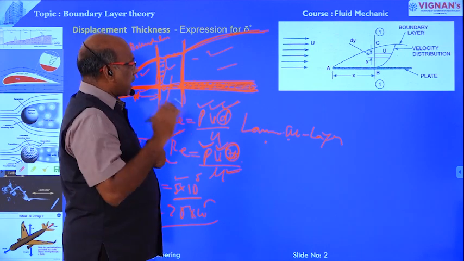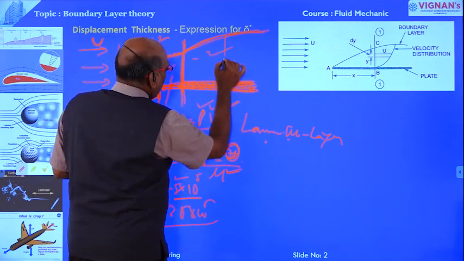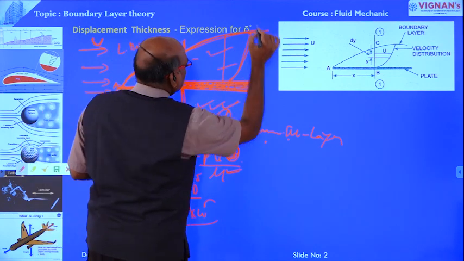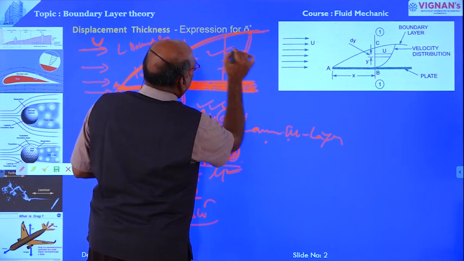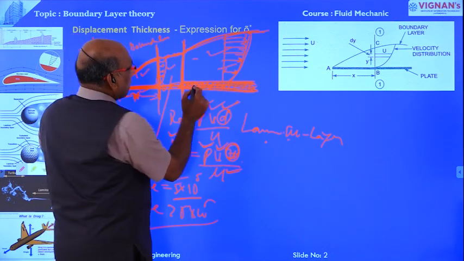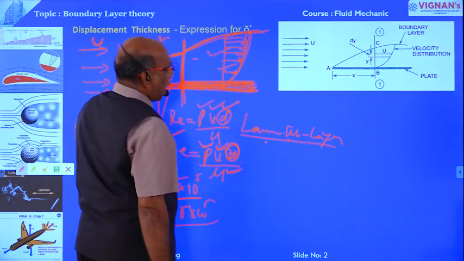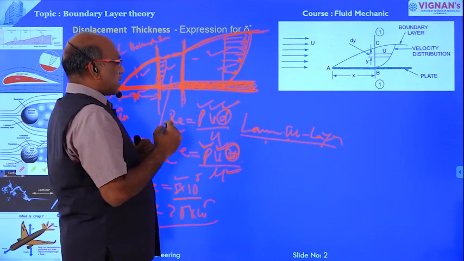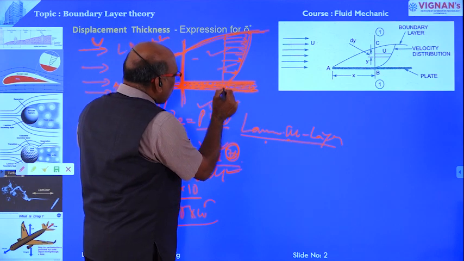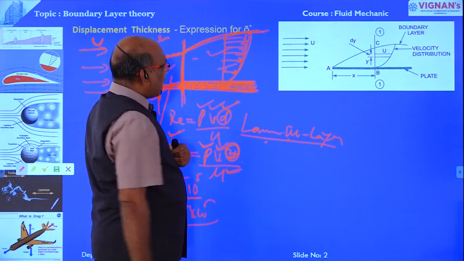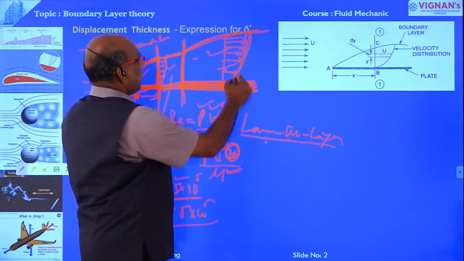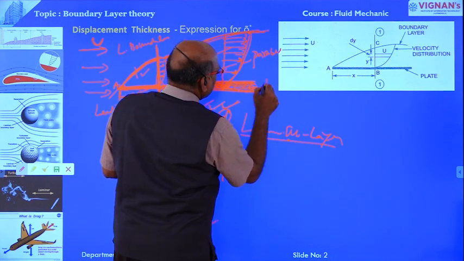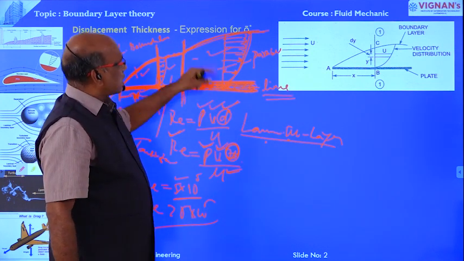So strictly speaking, the velocity distribution in the boundary layer is parabolic. Now in case of the laminar sublayer, the velocity variation is because of the viscous effects. Therefore, in this zone, the velocity gradient is linear. Strictly speaking the velocity gradient is parabolic, but this is linear because of the viscous forces.